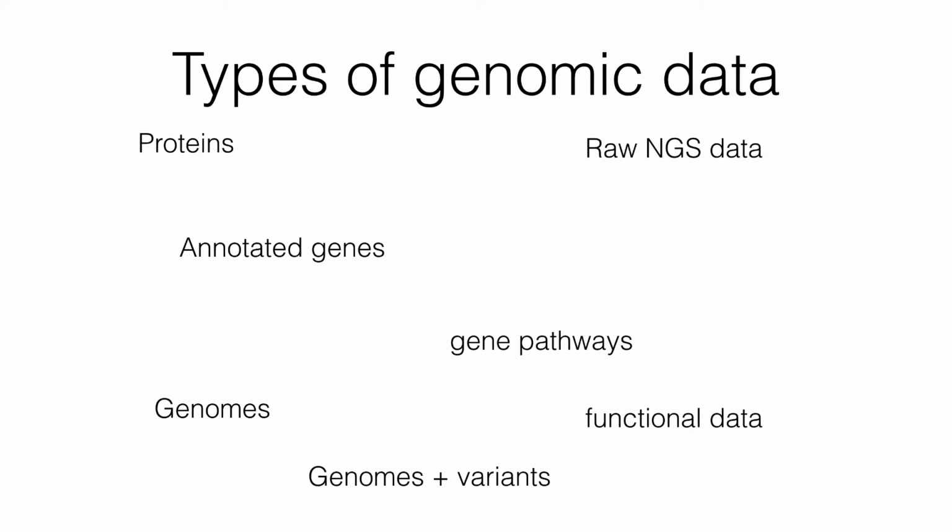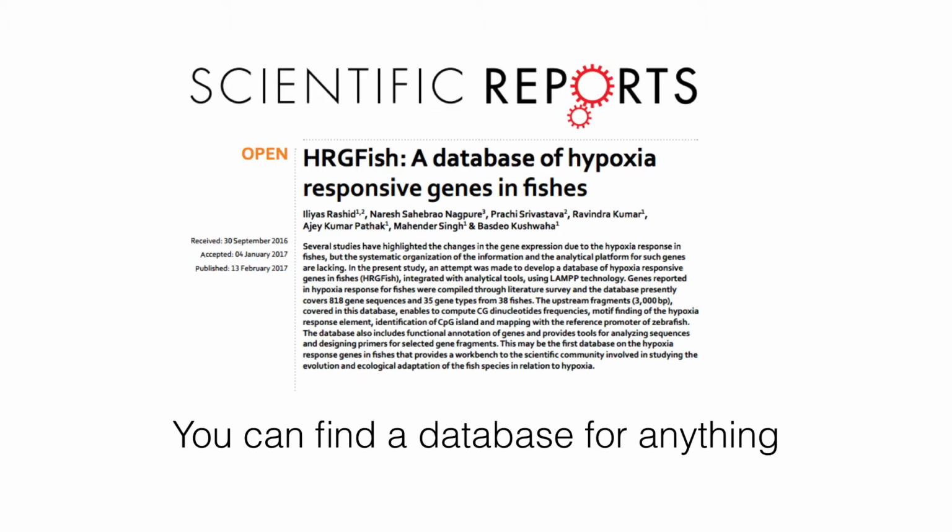Okay, so enough of that. What we're going to be doing today is talking about types of genomic data and where to get them. So all sorts of things we can think about as being aspects of bioinformatic or genomic analyses, everything from raw next-gen sequence data to annotated genes to genomes, variants associated with genomes, functional data, pathways between genes, as well as proteins. You can find a database for just about anything.